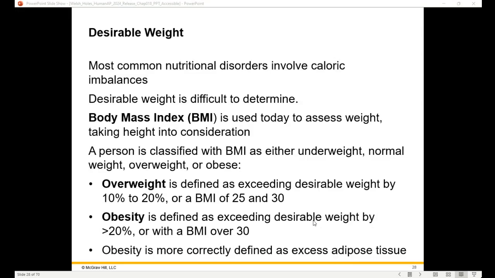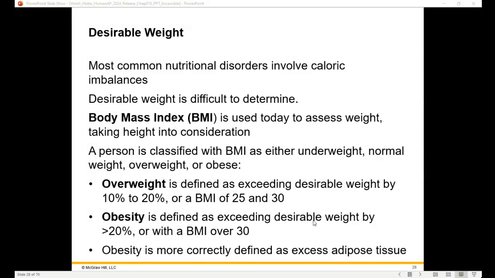Okay, desirable weight. Most common nutritional disorders involve caloric imbalances. A desirable weight is difficult to determine. Body mass index is used today to assess weight, taking height into consideration. A person is classified by BMI as either underweight, normal weight, overweight, or obese.